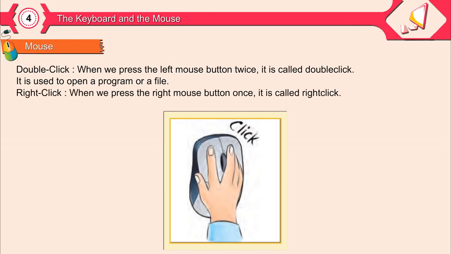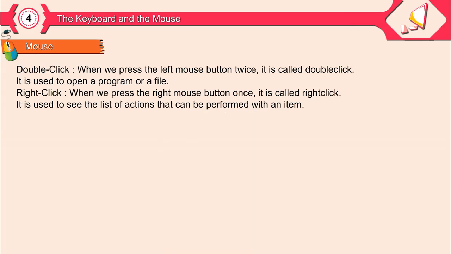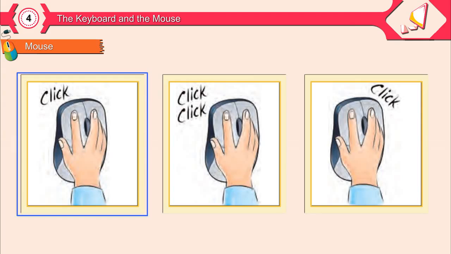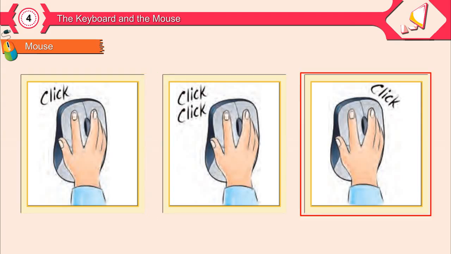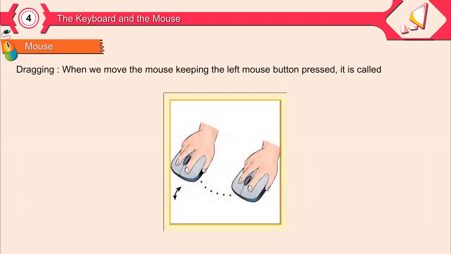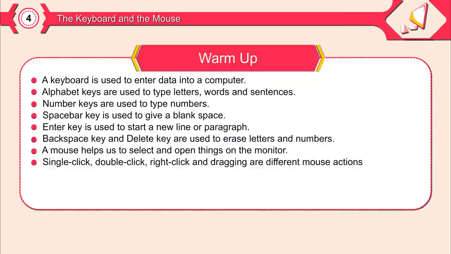Right click. When we press the right mouse button once, it is called right click. It is used to see the list of actions that can be performed with an item. Dragging. When we move the mouse, keeping the left mouse button pressed, it is called dragging. It is used to draw or move items on the monitor.